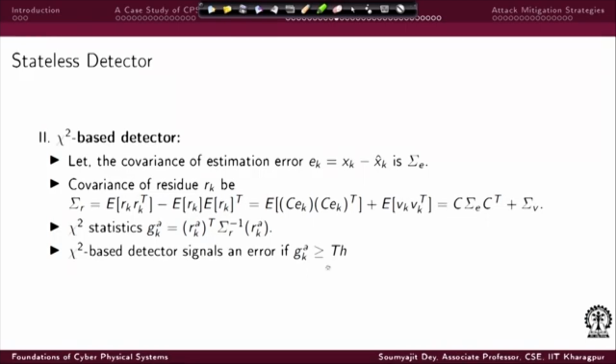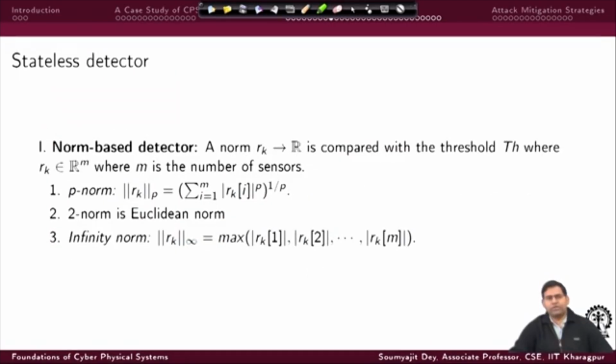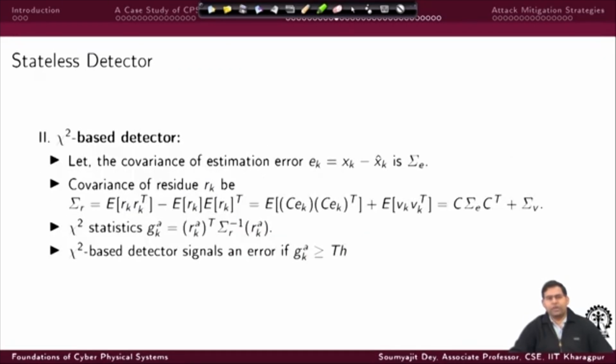So, this is just the standard chi-square statistics formula, and you are applying that here to check whether it will be greater than the threshold or not. So, you can just use the constant threshold based detector, which just compares directly the value of the residue with respect to the threshold, a standard norm based detector, or you can use this kind of chi-square statistics based detector, which is this one. Fine.